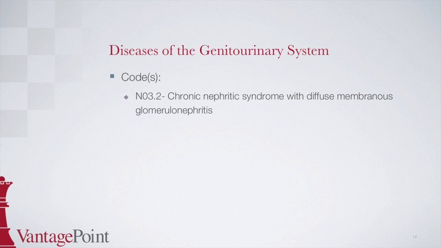The answer is N03.2, chronic nephritic syndrome with diffuse membranous glomerulonephritis. To locate this code, start at syndrome in the alphabetic index, then go to nephritic, where there is a note stating see also nephritis. After locating nephritis in the alphabetic index, look for chronic, then the word with, then diffuse, and then membranous glomerulonephritis, which points to N03.2, which you would then confirm in the tabular.